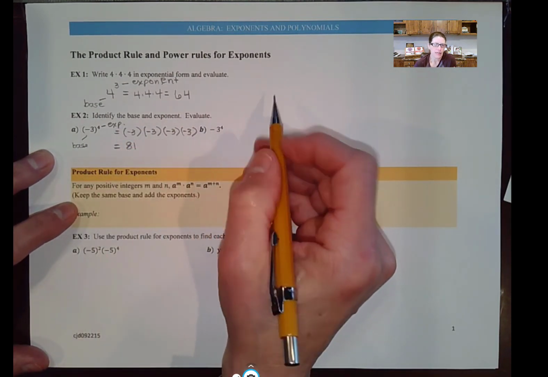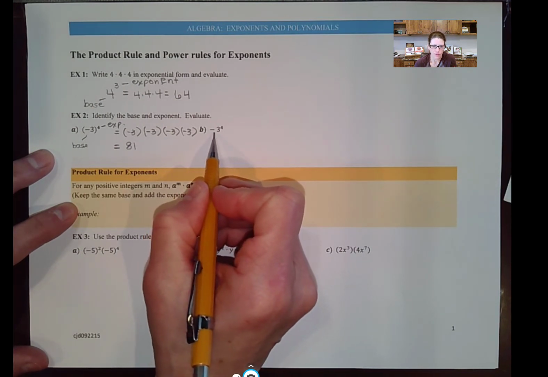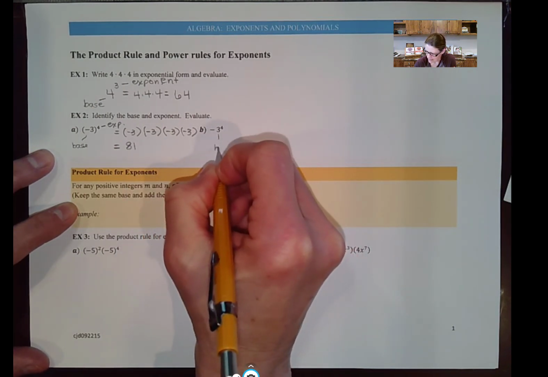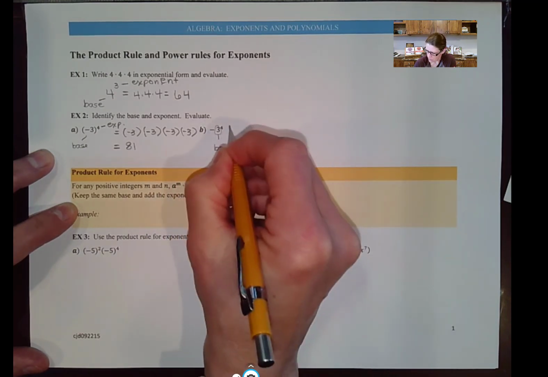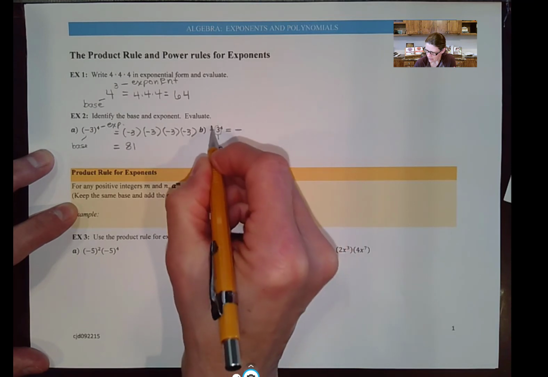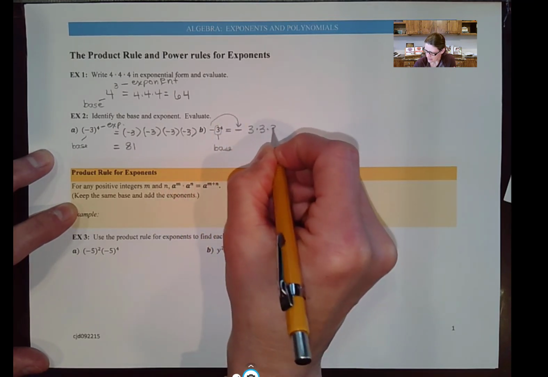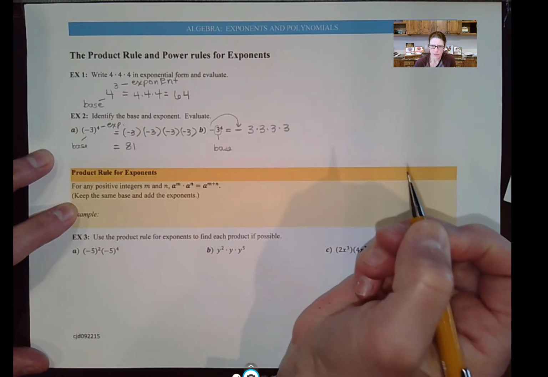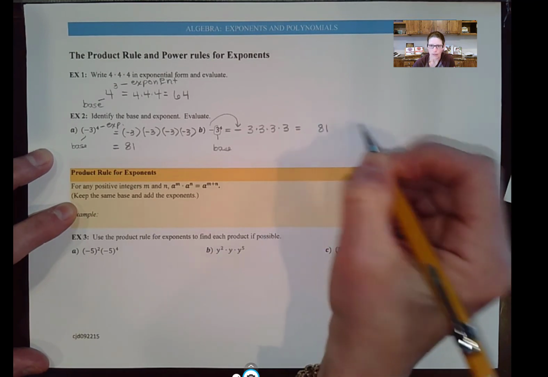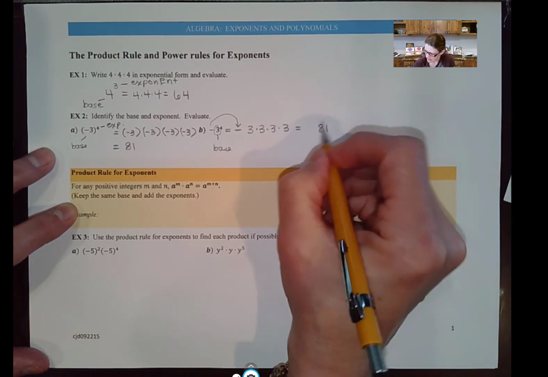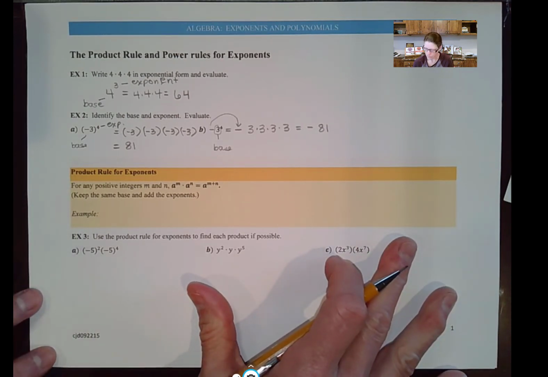Notice the difference between part A and part B. Part B is the negative of 3 to the 4th. So in this case, the base is only that number 3. And so as we evaluate this, our negative sign is just going to hang out in front. And we want to multiply 3 times itself 4 times. That gives an 81 as we evaluate 3 to the 4th, but that negative symbol stays in front in this case. And be careful with that.